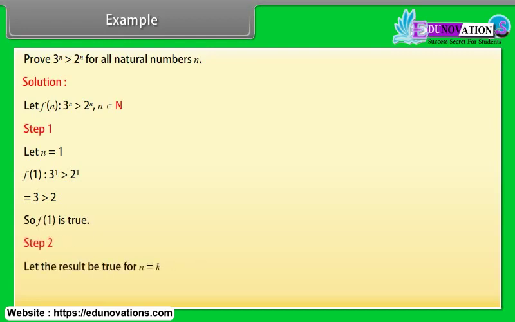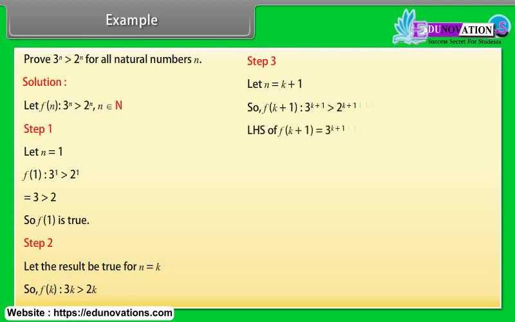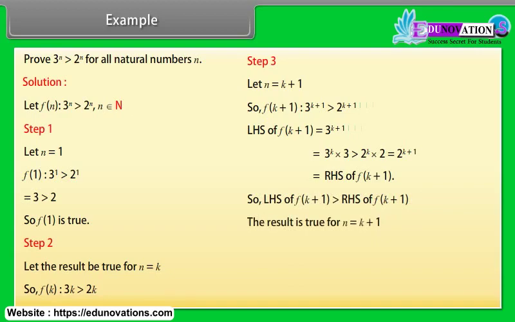Step 2. Let the result be true for n is equal to k. So, f of k: 3 raised to power k greater than 2 raised to power k. Step 3. Let n is equal to k plus 1. So, f of k plus 1: 3 raised to power k plus 1 greater than 2 raised to power k plus 1. LHS of f of k plus 1 is equal to 3 raised to power k plus 1 is equal to 3 raised to power k into 3 is greater than 2 raised to power k into 2. That is, 2 raised to power k plus 1 is equal to RHS of f of k plus 1. So, the result is true for n is equal to k plus 1.